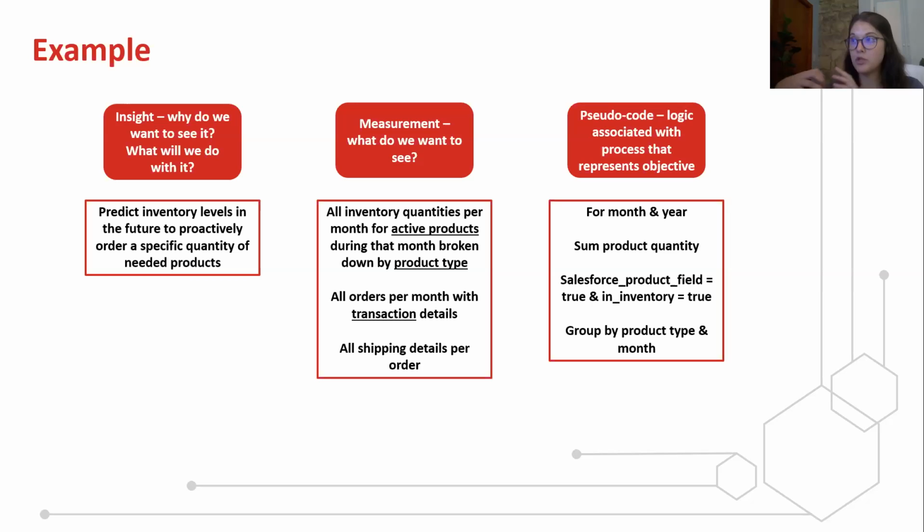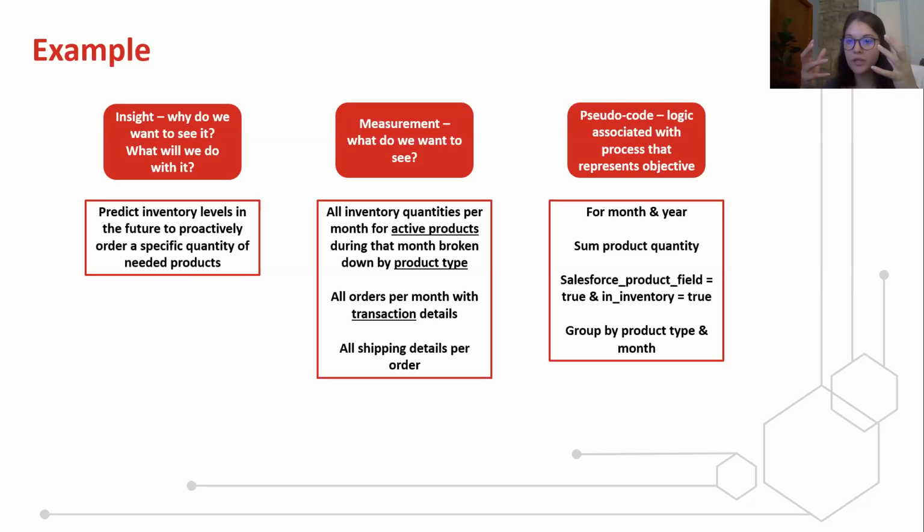So the next piece is measurement. What do we want to measure? What do we want to see? So inventory is obviously important. We want to look at quantities per month for active products. Let's say that there's a concept called active products. And again, ambiguous term, but companies do this all the time. So for active products during that month, broken down by product type. All orders per month that came in from our customers and all the transaction details. What did they exactly order? When do they want it to be shipped? And all shipping details per order. So how long historically has it taken us to actually ship these products to our customers?